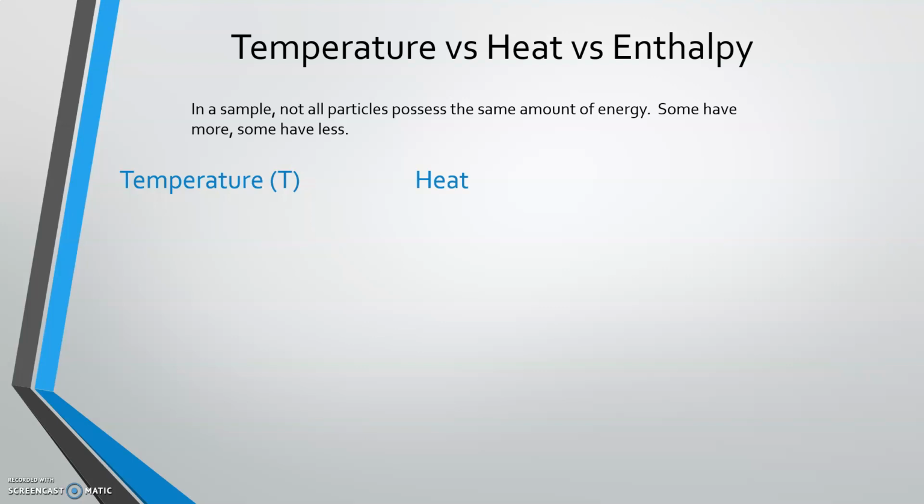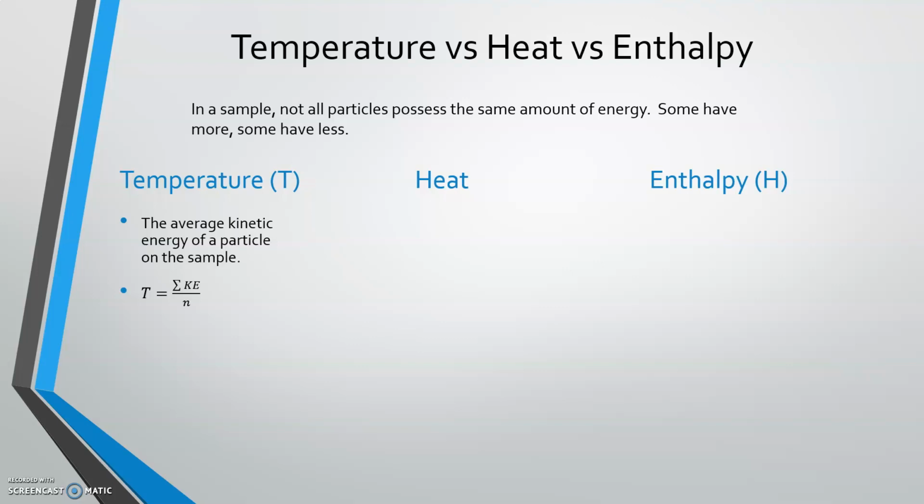Heat actually doesn't get a variable. I'm not sure why. And then enthalpy actually gets the variable H. You're going to see that heat and enthalpy, especially for us, are very closely related. So temperature, something you're very familiar with after the gas unit. Temperature is the average kinetic energy of the particles in a sample. So we would define it equation-wise as temperature is equal to the sum of all the kinetic energies divided by the number of particles.